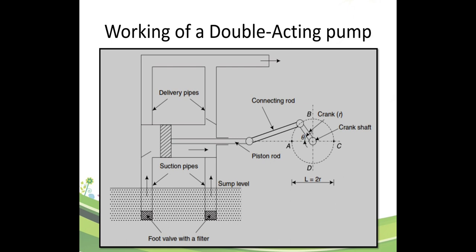The working of the double acting pump. Look at the double acting pump: every stroke produces a delivery stroke as well as a suction stroke. Okay, the piston moves to the right side, and the left side creates a vacuum. The vacuum is filled through the suction pipe, and the delivery pipe opens and delivers the water up to point C.